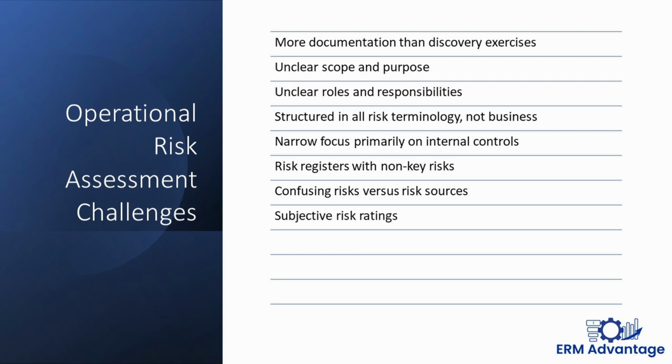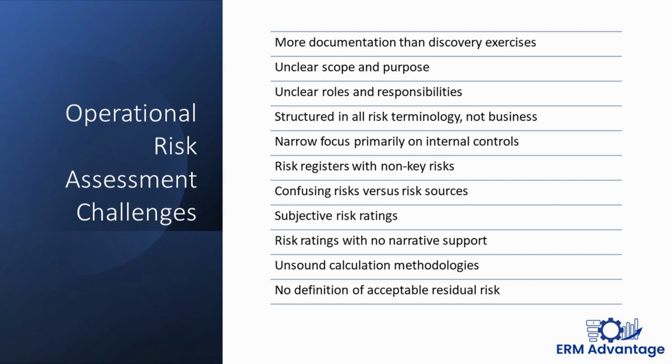Number 8, subjective risk ratings. Subjective guesstimates of risk ratings, certainly better than nothing, but frankly not very useful. Number 9, risk ratings with no narrative support, providing no rationalization for ratings, giving nothing to challenge. Number 10, unsound calculation methodologies. And I talked about this briefly before in another video, but we're going to go deeper in this series.